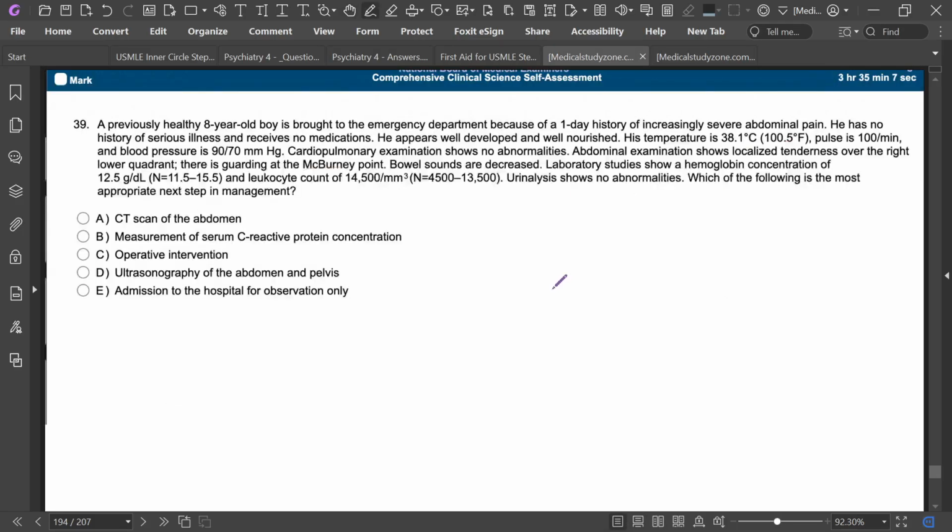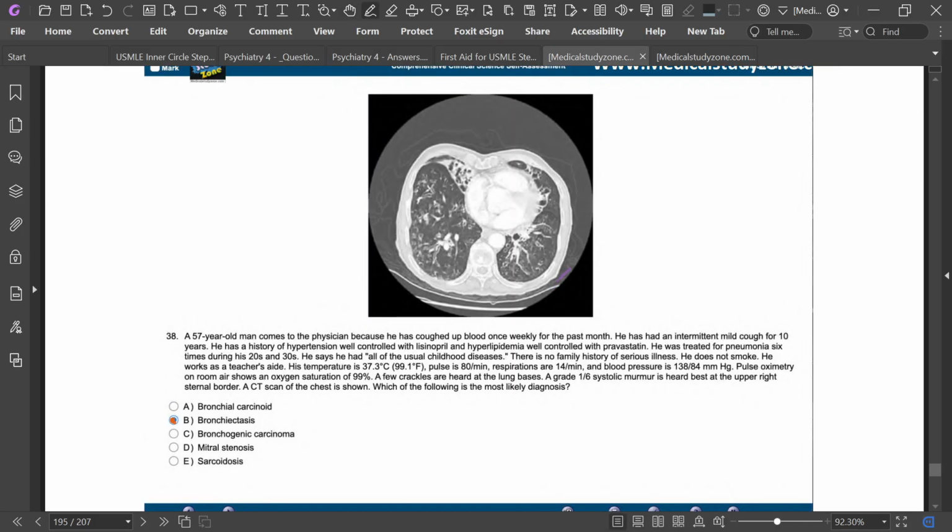A 57-year-old man comes to the physician because he has been coughing up blood once weekly for the past month. He has had an intermittent mild cough for 10 years. He has a history of hypertension well controlled by lisinopril and hyperlipidemia controlled by a statin. He was treated for pneumonia 6 times during his 20s and 30s. He says he has had all the usual childhood diseases. There is no family history of serious illness, and he does not smoke. He works as a teacher aide.